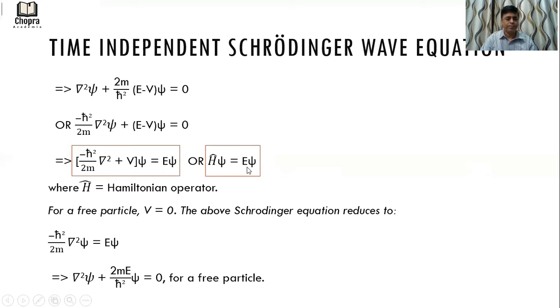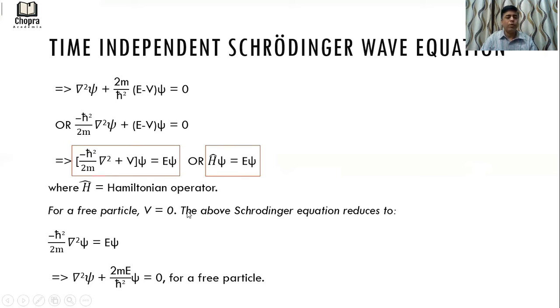So for a free particle, the potential energy V is equal to 0. So the above Schrodinger equation reduces to minus h cross square by 2m grad square psi is equal to E psi. And this equation is the equation for your free particle. So this is a free state. Bound state is when V is not equal to 0.